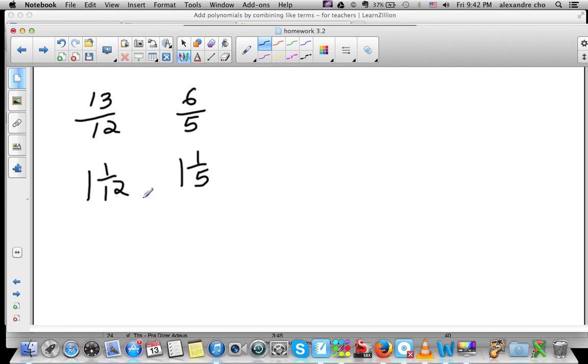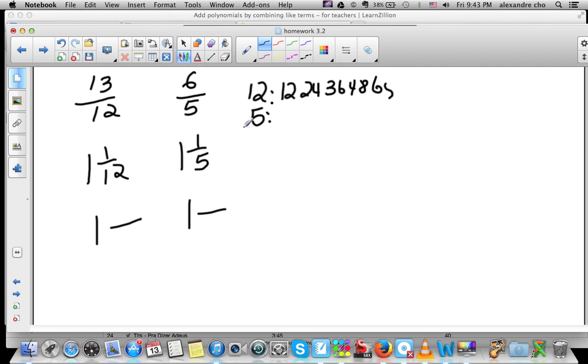Now it's still very tricky to compare. So who takes more, somebody who got 1 and 1/12 or 1 and 1/5? Trick: keep the 1 the same, and let's change the fractions. Again, we're using LCM. Think of a number that 12 and 5 can both go into, a multiple of 12 and 5. If you list them and find the LCM, you'll notice 12, 24, 36, 48, 60.